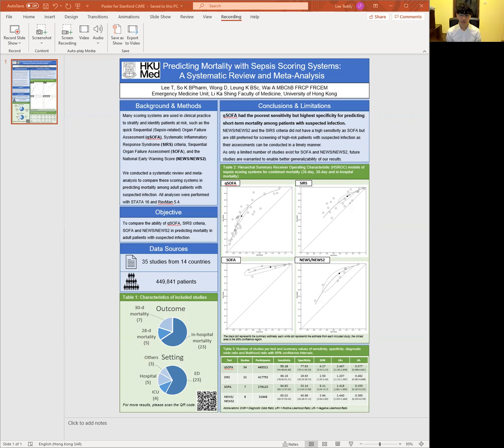To conclude, qSOFA has a poor sensitivity, but has the highest specificity for predicting mortality among adult patients with suspected infection. In case you wanted to look at more detailed results, you may scan the QR code provided at the bottom of the poster.